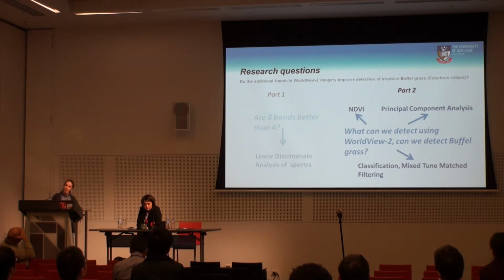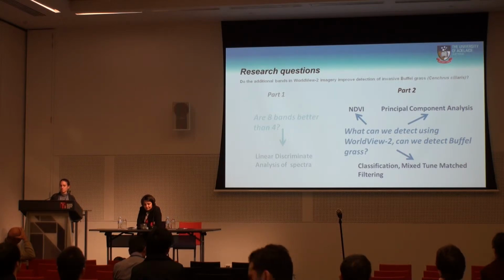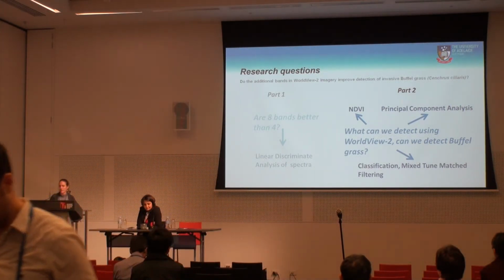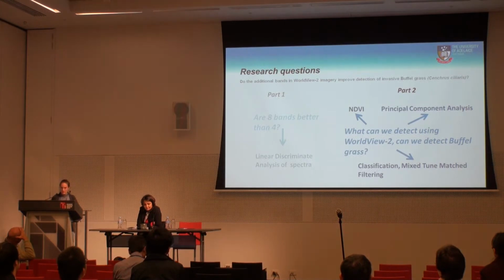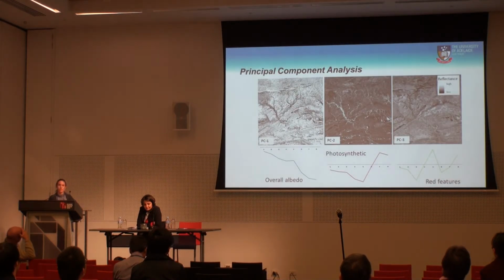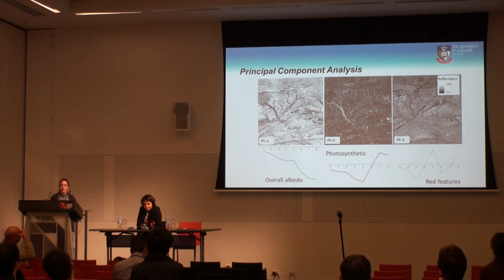So that concludes part 1. I'll move on to part 2 now. What can we detect with WorldView 2, and can we detect the buffel grass? I'm going to start with a principal component analysis, just to explore what the imagery can tell us. So displayed here are the first 3 principal components, representing 95% of variation within the imagery. Principal component 1 is picking up overall albedo.